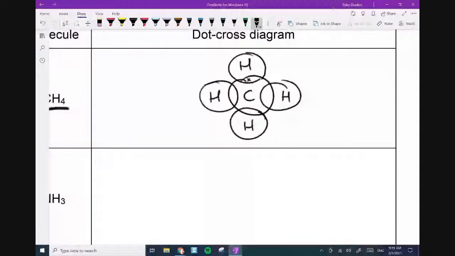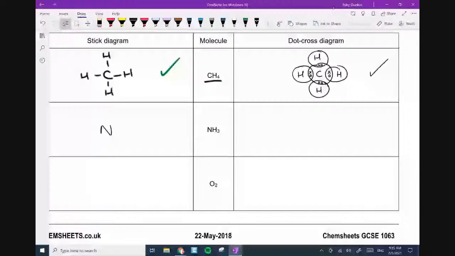Next, ammonia. Stick. You can do the stick however you like. If you wanted to put the H going up, you could have done. It didn't really matter. If you're interested to know, the real shape of ammonia is this. It's called pyramidal. This is actually the correct shape of ammonia, but you don't do shapes until AS. So this is absolutely fine. This is a 3D diagram, and that's ammonia.